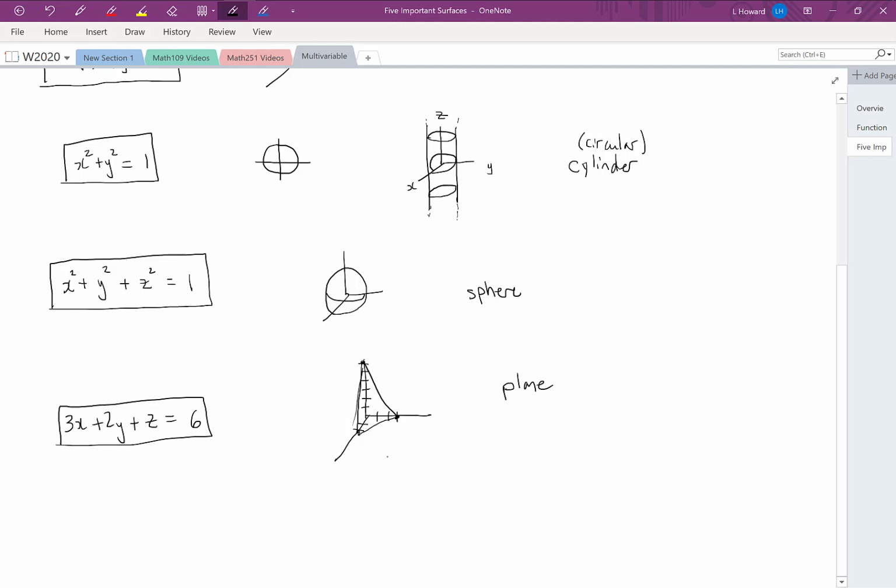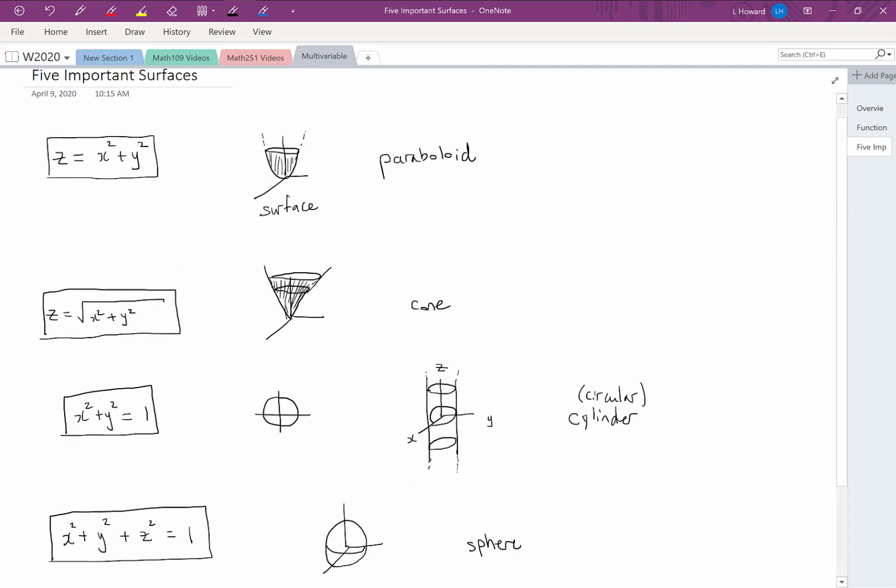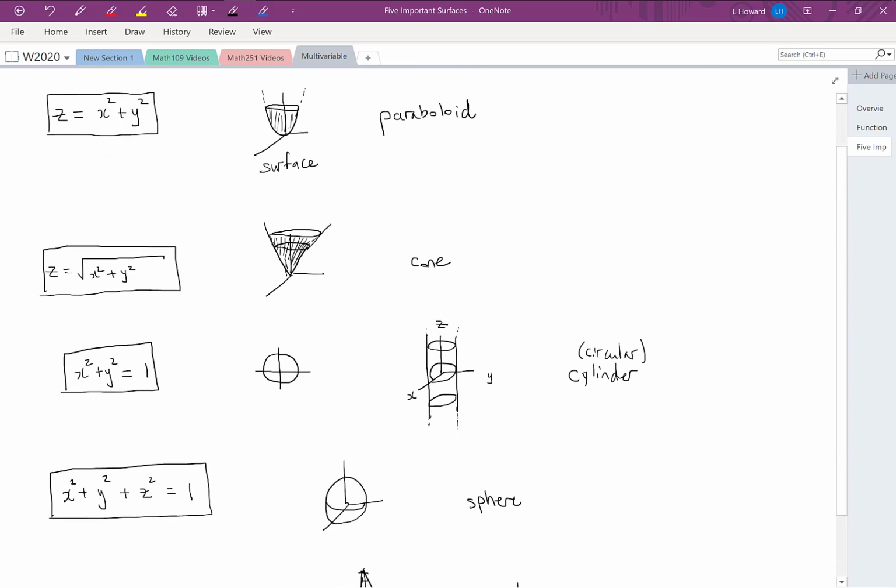So as a summary of our discussion, when we graph a multivariable function, what we produce is a 2-dimensional surface within 3-dimensional space. So these surfaces are hollow. I like to think of them just as an infinitely thin piece of fabric that has been stretched or shaped into a certain form. And let's look at the 5 important surfaces that we looked at here.